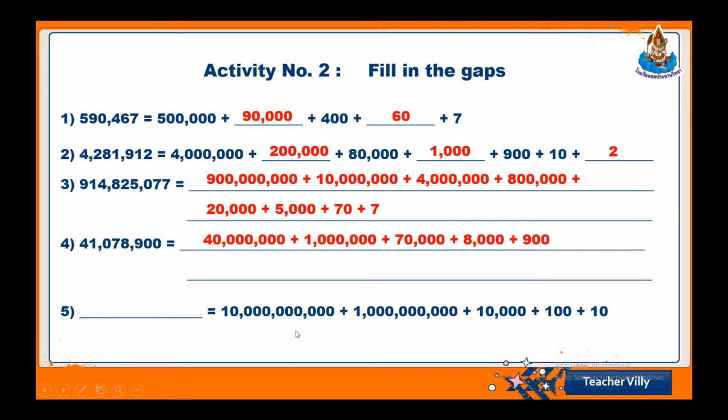What is the number? The expanded form is already given. So we have 10 billion plus 1 billion plus 10,000 plus 100 plus 10. So the number is 11 billion 10,000 110. Excellent.